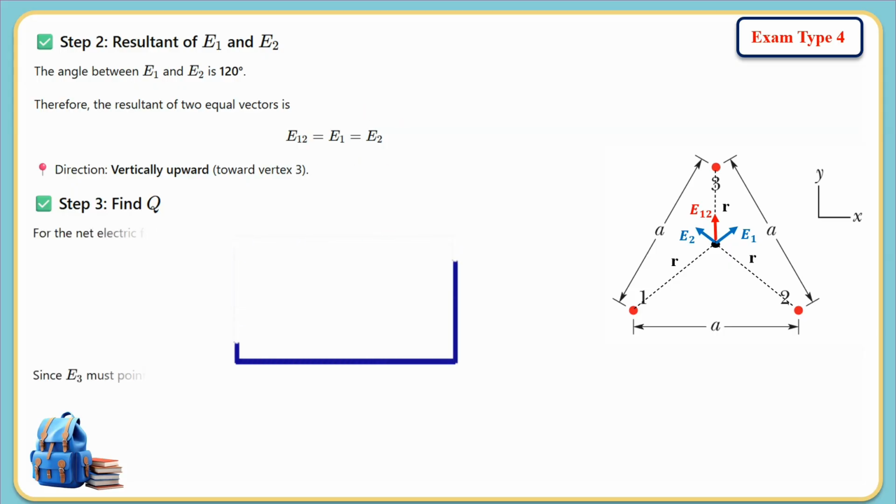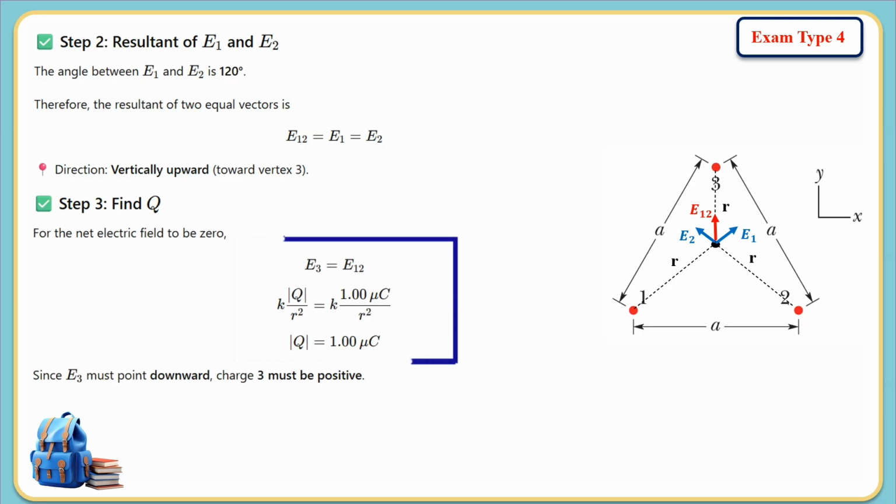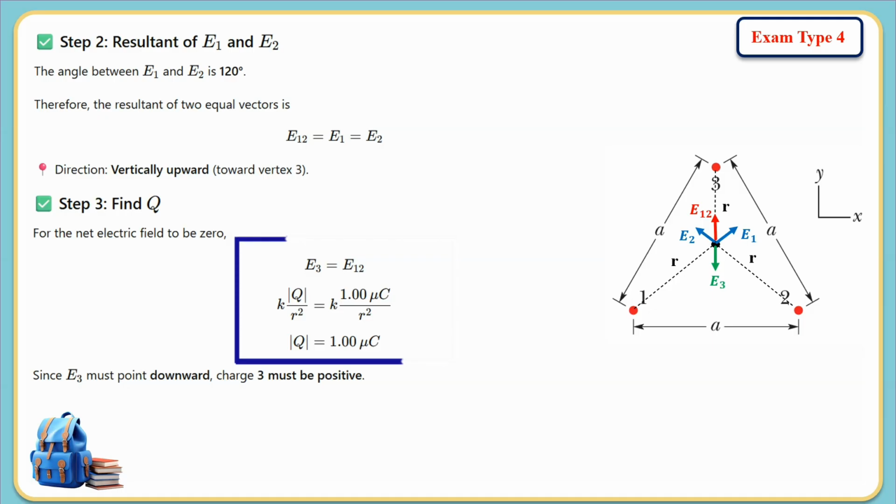Step 3. For the net electric field at the center to become zero, E3 must have the same magnitude as E12, but point in the opposite direction. Set the magnitudes equal. k times the magnitude of Q divided by r squared equals k times 1 microcoulomb divided by r squared. Cancel k and r squared, and we obtain the magnitude of Q equals 1.00 microcoulomb.